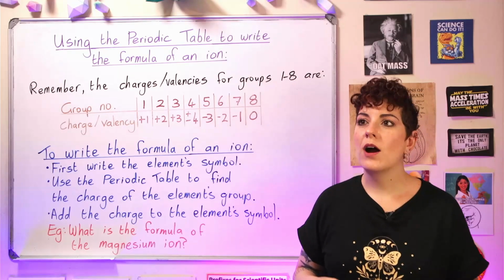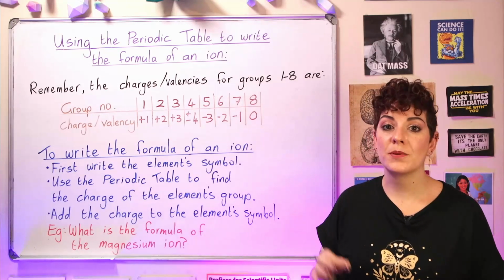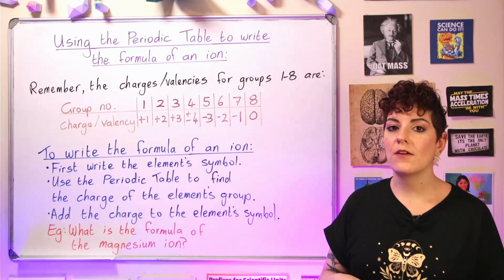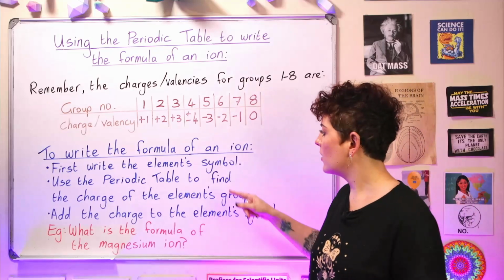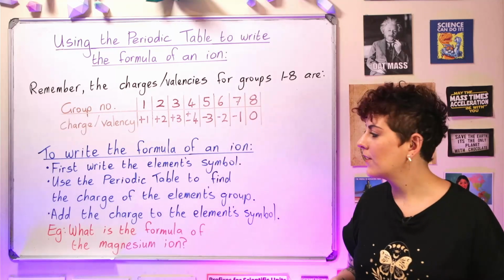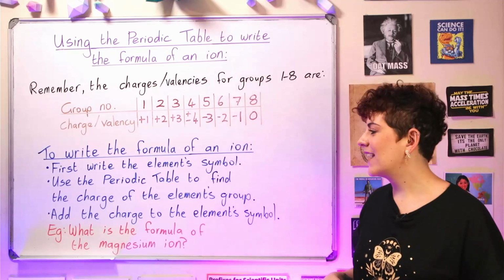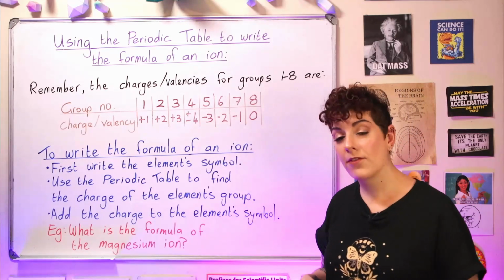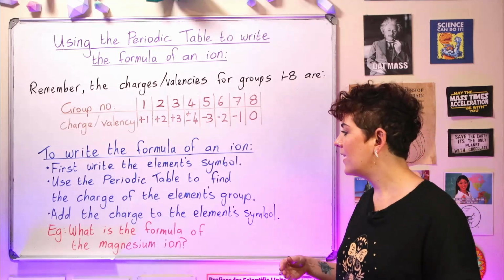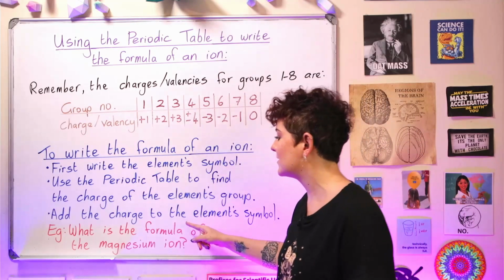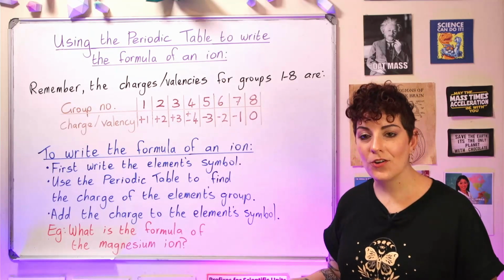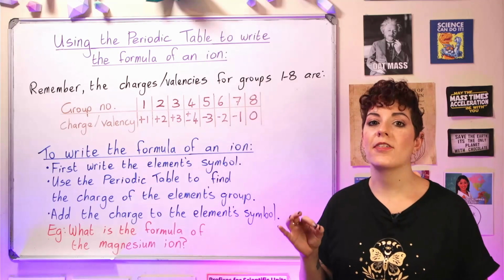Okay, so now how do we write the formula of a specific ion? Well, you must write not only the charge, but the symbol of the element as well. So you start by writing the element symbol for the ion you are dealing with, and then you use your periodic table to find the charge of that element's group, which you have hopefully labeled beforehand. Then you simply add the charge or valency to the top right-hand corner of the element symbol, and there you go. You would have written the formula of the ion.